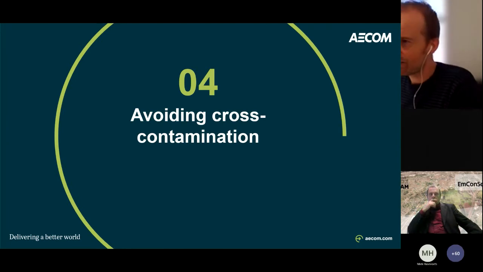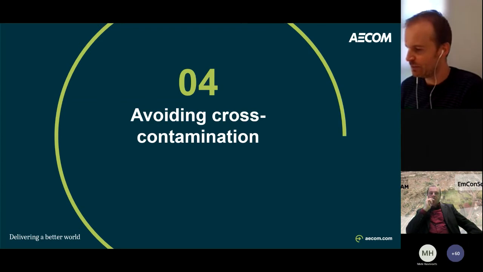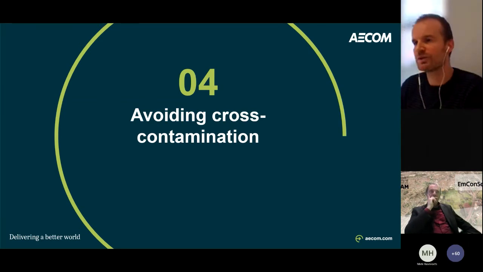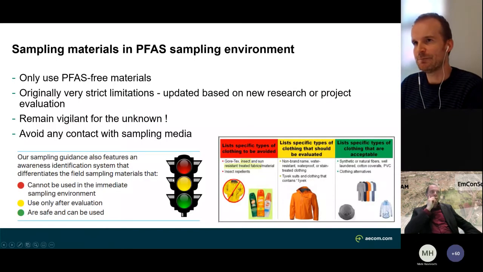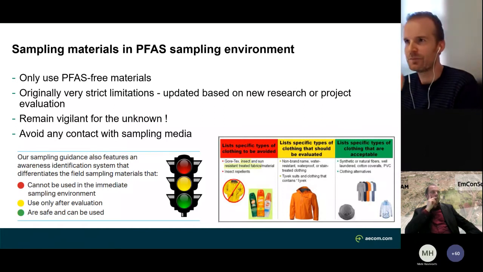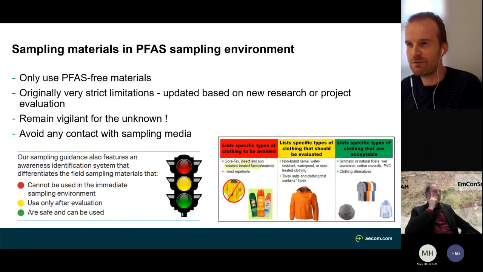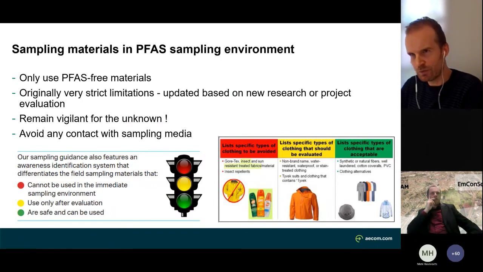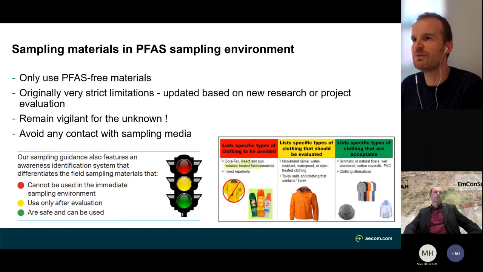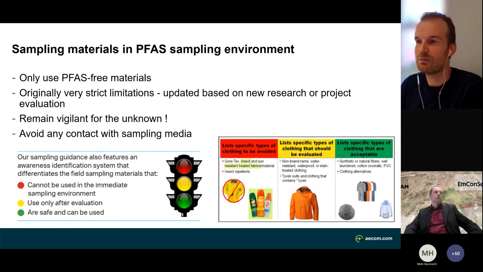These sampling guidelines focus on specific points, and they all point towards avoiding cross-contamination. And in this presentation, we will tackle some of the aspects. The first one is that sampling materials in the PFAS sampling environment should be PFAS free, and we should only use PFAS-free materials when we go out in the field and collect our samples.